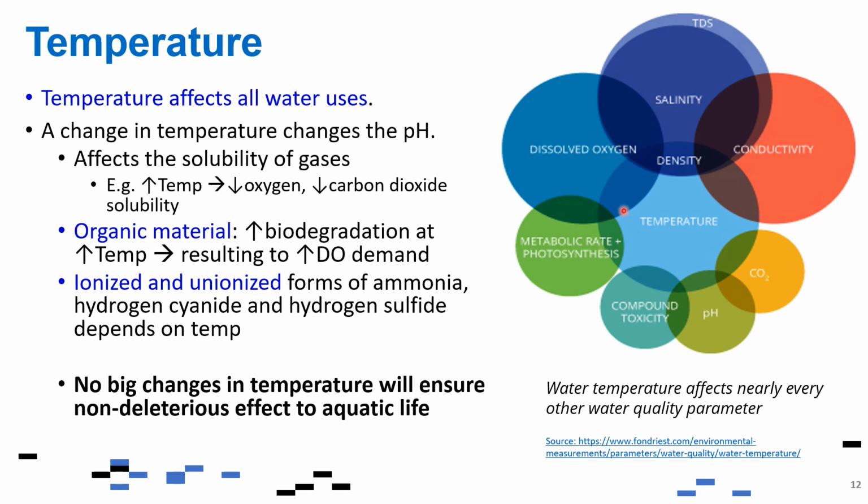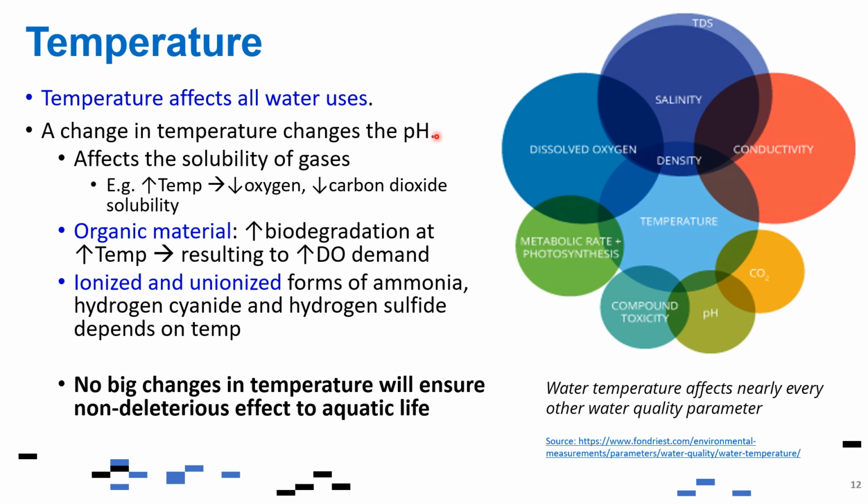For example, if you increase the temperature of a system, the solubility of gases decreases. And so it means that at a higher temperature, the solubility of oxygen, dissolved oxygen, decreases. The solubility of carbon dioxide decreases. It means that the oxygen and carbon dioxide are released from the water.